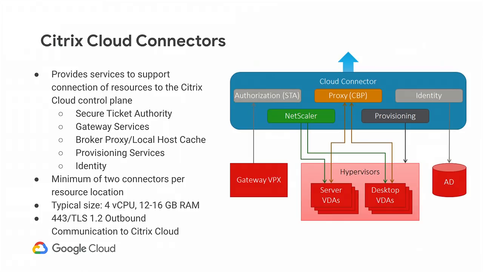Typically, what we see with these are usually 4 vCPUs and 12 to 16 gigabytes of RAM. And the communication from the connector is a TLS 1.2 outbound only connection to the Citrix control plane.